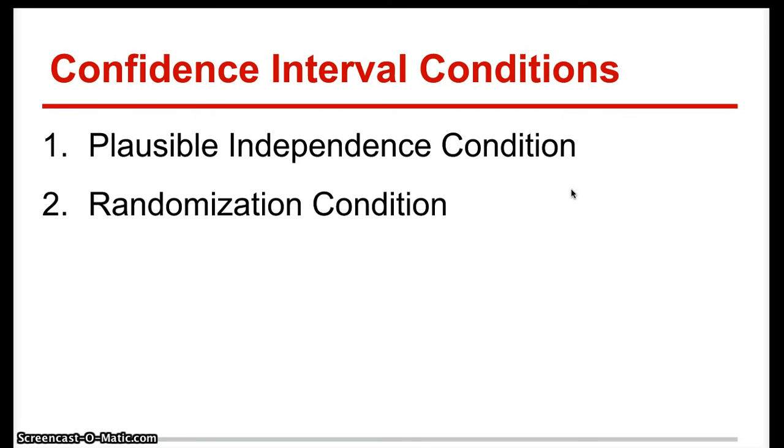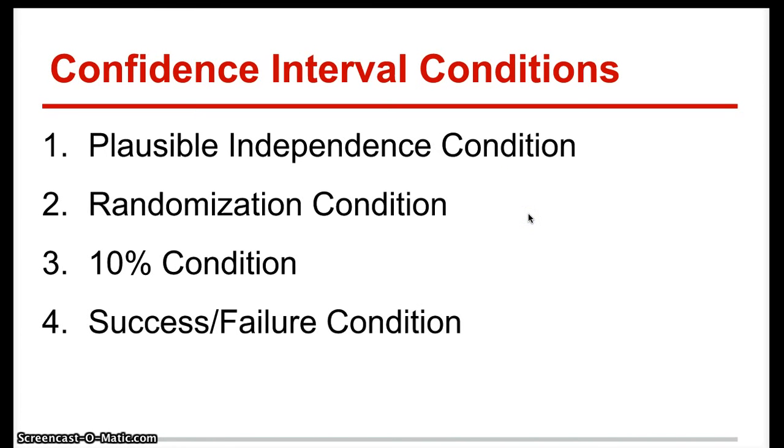The next condition, again, random. Is everything random? 10% condition, are we less than 10% of the whole population? And is our success failure, so is our np greater than or equal to 10 and our nq greater than or equal to 10? So the last 3 are all conditions that we've checked before. Now we have to check something called the plausible independence. And again, that's just, is it likely that these things affect each other or don't affect each other?